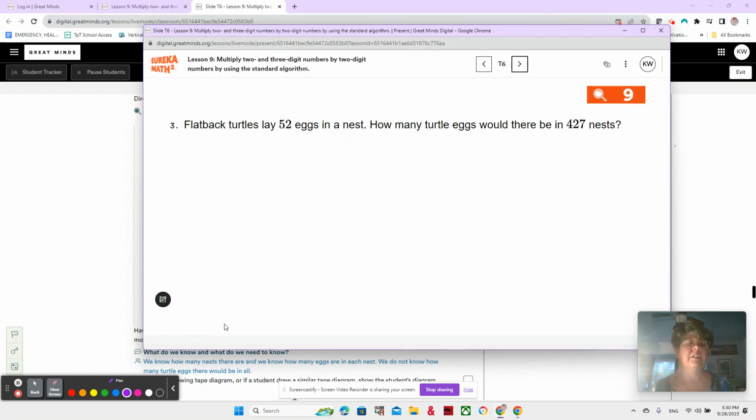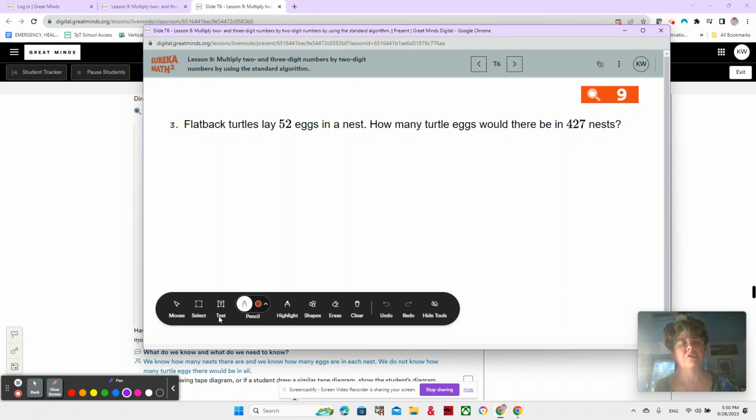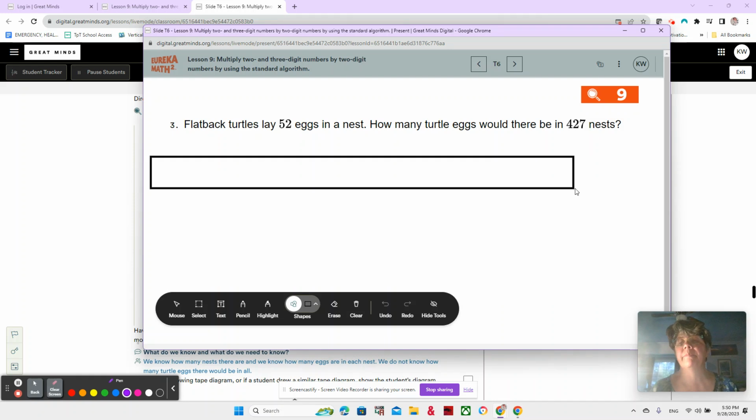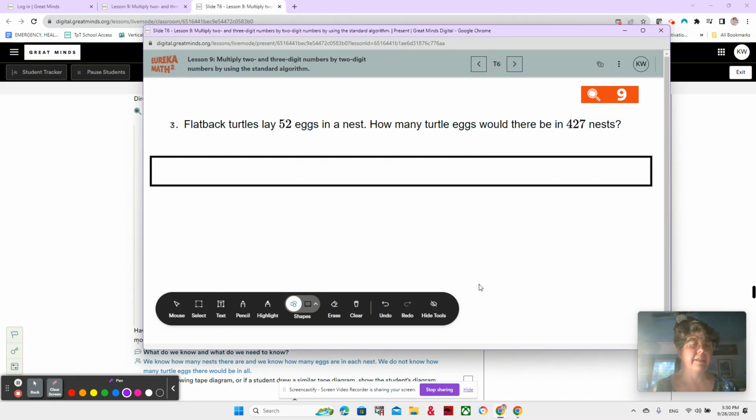Wow, 427 nests. So we have a word problem. What could we draw to go with our word problem? I'm thinking about a tape diagram. Can you draw a tape diagram on yours as well? And I'm thinking that there's 52 eggs in a nest. So here's a nest with 52, right?